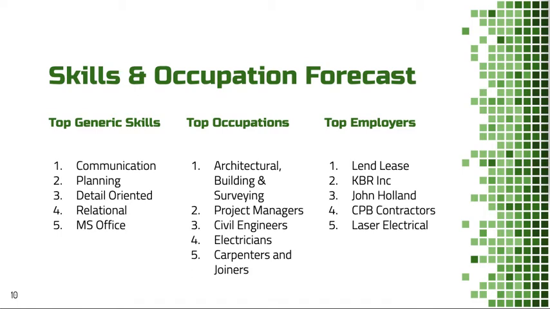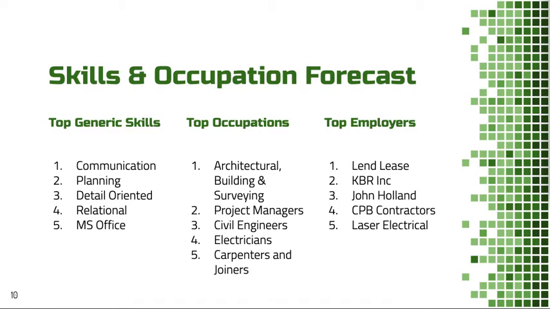We skip over now to the top 5 occupations. They're the top 5 occupations in the skills and occupation forecast coming from the Job Outlook website. They're saying architectural building and surveying, project management, civil engineers, electricians, carpenters and joiners. Okay, now, our current pathway that we've been guiding you towards has been towards the carpentry and joiner pathways. But that being said, if you wanted to continue on, do your trade, some of the units that we have done in this course can count towards those Certificate 3 levels.